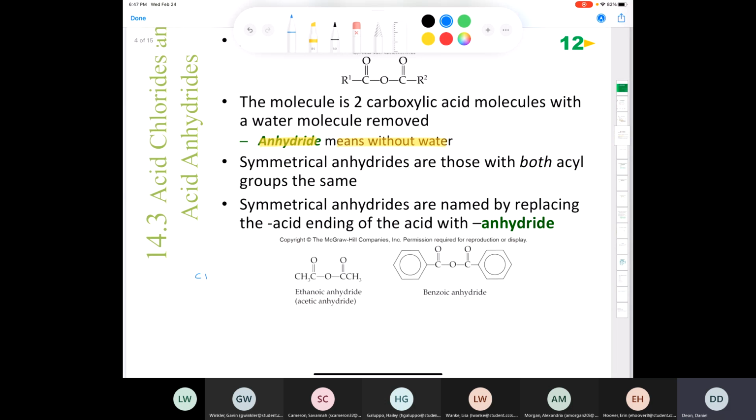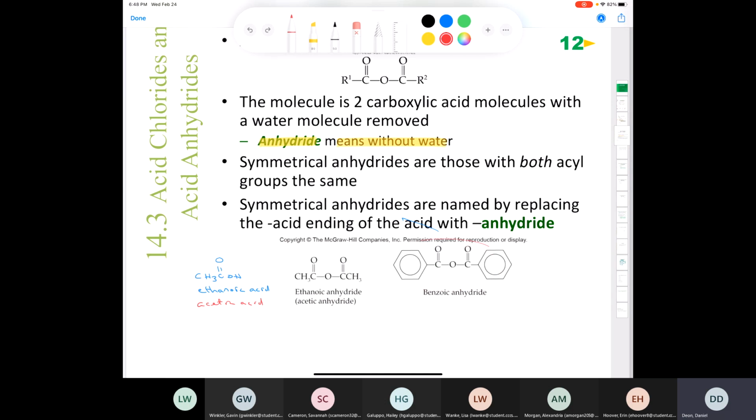If you have this acid, a 2-carbon carboxylic acid, it is called ethanoic acid, right? So you get rid of the word acid and you replace it with anhydride. So you have ethanoic anhydride. Its common name is acetic acid. I get rid of acid, I replace it with anhydride, acetic anhydride. Benzoic acid produces benzoic anhydride.